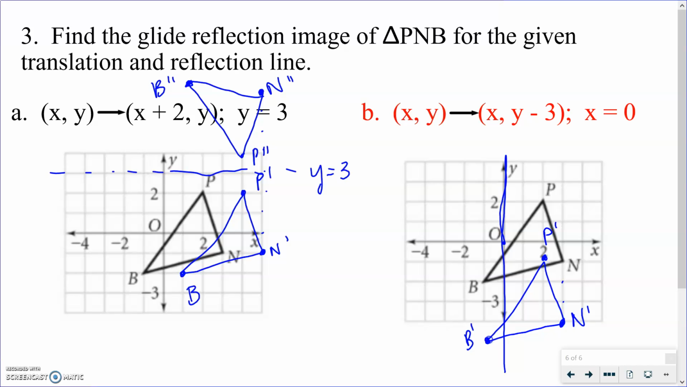And so some of these points, like this b prime, is going to reflect this direction. So we're going to get b double prime. And some of them, we're going to go the other direction. But what's important to remember when you do reflection is that it's the same distance from the line of reflection. So this is 2 away, and so we go 2 in the other direction. Just like this b, it was 1 away, so we went 1 in the other direction. So now I can connect those points to get my final triangle after the glide reflection.